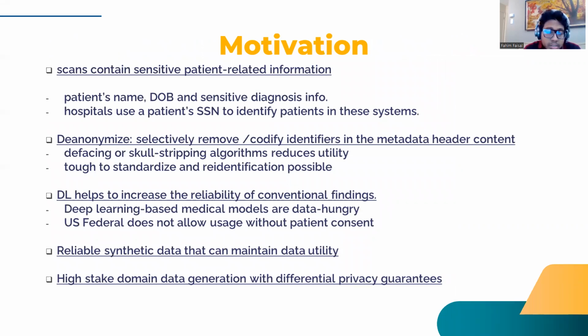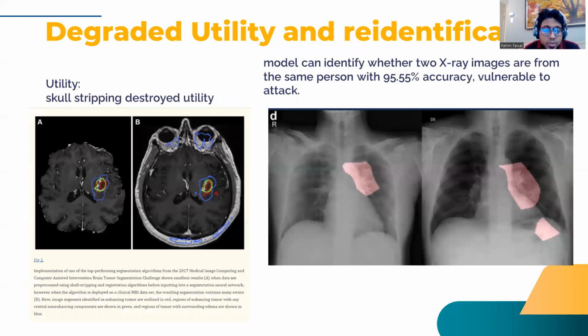So hospitals use the patient's SSN or SIN to identify patients in the system, and any kind of linking or re-identification attack may breach that private information. So one thing we can do is anonymize those header or text data, or selectively remove or codify identifiers in the metadata. For example, in an MRI image, we can strip the skull, but in that case the segmentation accuracy is reduced, so the utility is reduced.